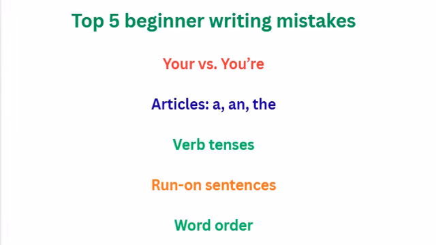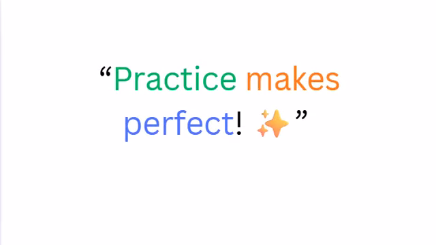And today we have learned the top 5 writing mistakes that beginners make. You versus you are, and the articles a and the. The most confusing here is the articles, where we have to use them in the sentence. And next comes the verb tenses like past tense, present tense, future tense. Run-on sentences is where we are mixing the words. And the word order, the words should be in the correct order. So practice makes perfect. Practice these tips and your writing will get much better fast.